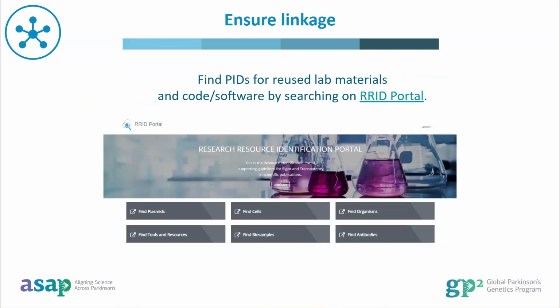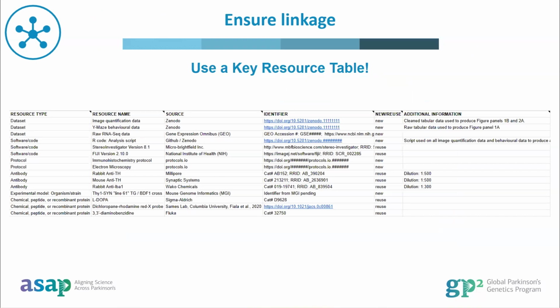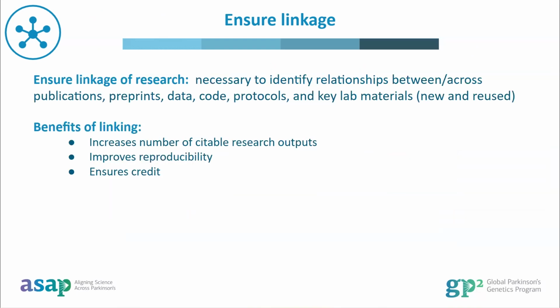To find persistent identifiers for reused data, software, protocols, and lab materials, you can search the RID portal. ASAP recommends sharing all persistent identifiers for new and reused data, code, protocols, and key lab materials in one place, the key resource table. The KRT can be uploaded to Zenodo and updated as needed with the DOI cited in the publication. The benefits of ensuring linkage include increased number of citable research outputs, improved reproducibility, and ensuring credit.